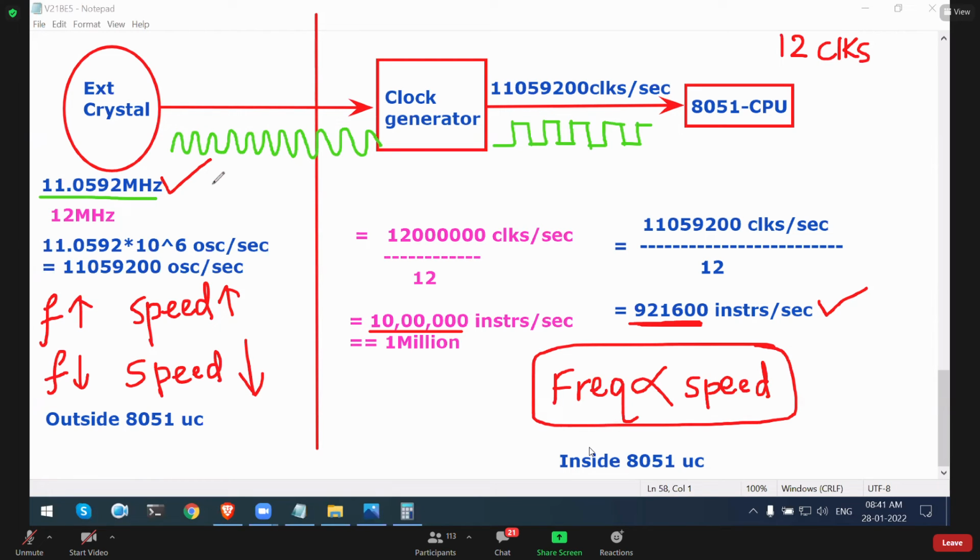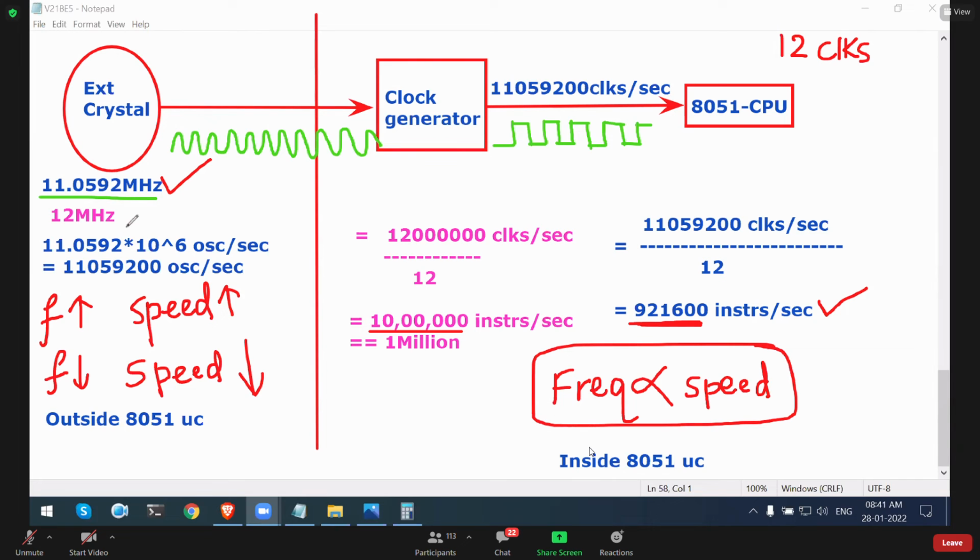In the features of the 8051, I clearly mentioned the frequency support is up to 12 megahertz. If you go beyond 12 megahertz, the 8051 internal circuit will not work. So we have to go up to 12 megahertz only. You can give 11.0592, 8 megahertz, or 4 megahertz, but not more than 12 megahertz. This is the limitation in the microcontroller, and remember, every microcontroller will have this type of limitation.